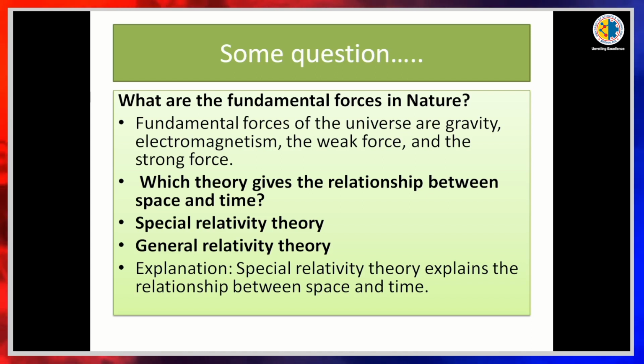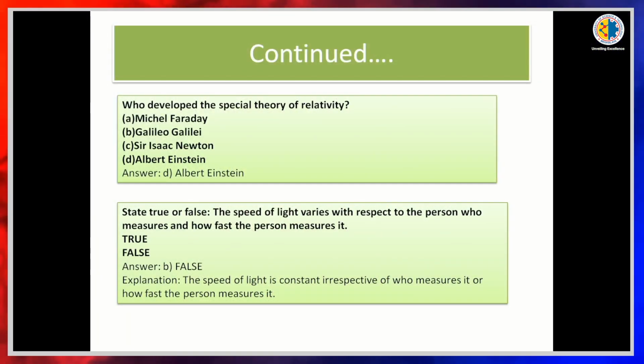Next, which theory gives the relationship between space and time, special relativity or general relativity? The special theory of relativity explains the relationship between space and time. We discussed this in our first unit. It is four-dimensional spacetime, and in this topic we discuss how space and time work together. Who developed the special theory of relativity? There are four options given: Michael Faraday, Galileo, Sir Isaac Newton, Albert Einstein. We know that Albert Einstein developed the special theory of relativity.